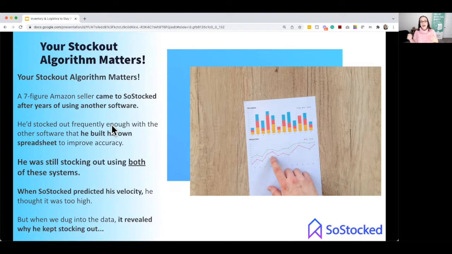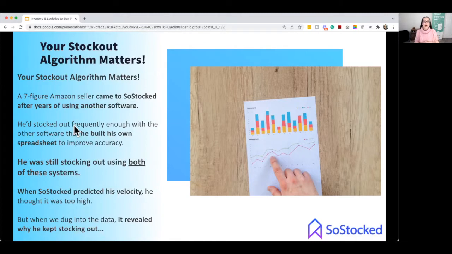So this applies to that, but we're going to go through an example regarding stockouts and how you can potentially get into trouble with stockouts and create a stockout cycle. So I like to do it with a case study. We have an example of a seven-figure Amazon seller in the wholesale space who came to SoStock after years of using another software. And he had stocked out enough times on his best sellers with this other software that he built his own spreadsheet so that he could run the numbers on his best sellers to improve the accuracy of his projections. So he was using two different systems and neither one of them were working.